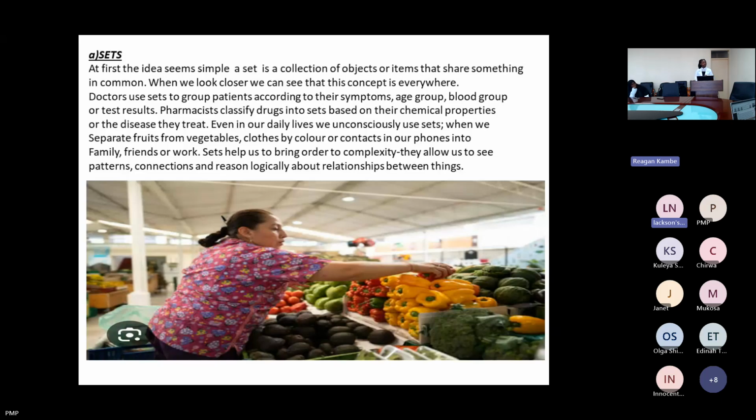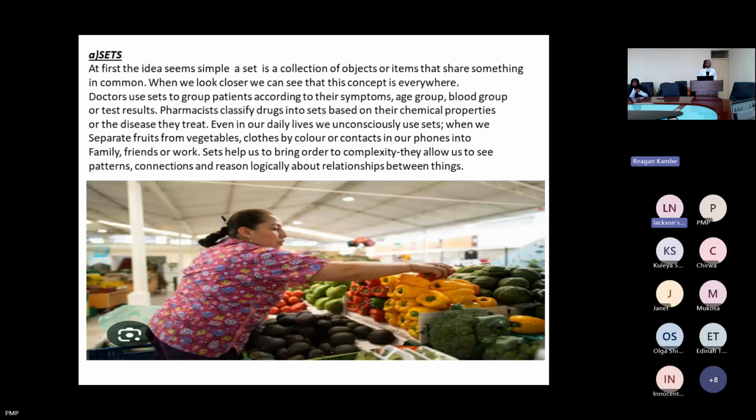A set is a collection of objects that share something in common. But if we're to look a bit closer, this concept is everywhere. Doctors, they use sets when they group patients according to their symptoms, age group, blood group type, or test results. And pharmacists, they also classify drugs based on their chemical properties, the diseases that they treat.